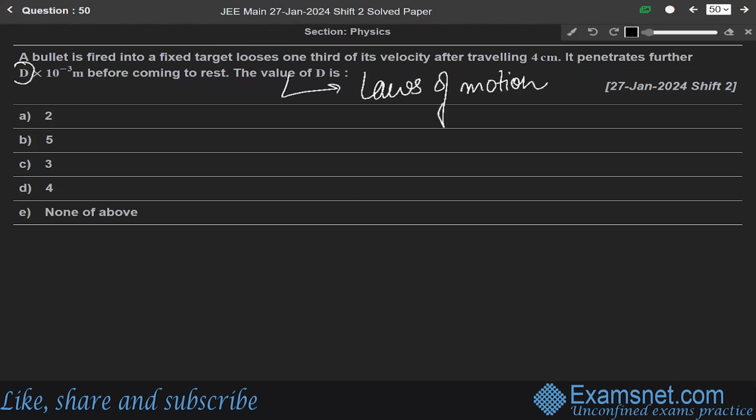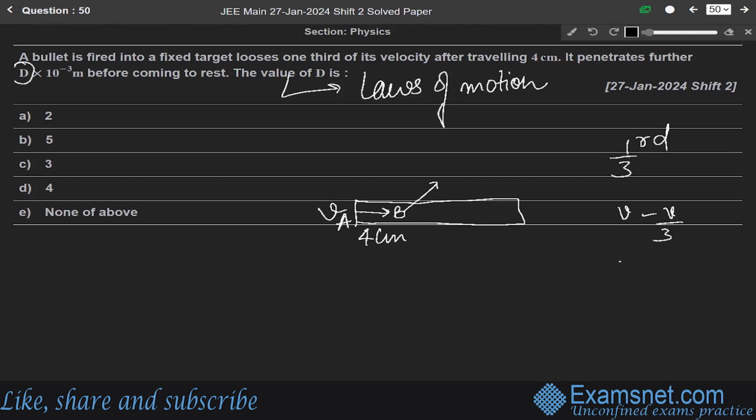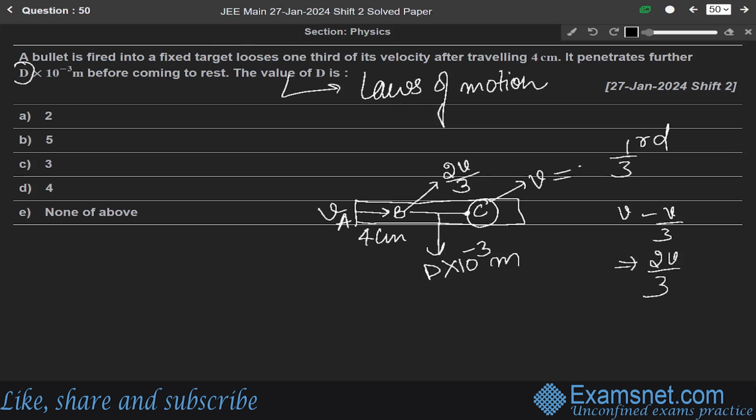According to this question, let us say there is a fixed target and a bullet is fired from here. Let us say it starts with a velocity of v. After traveling a distance of 4 centimeter, it loses one third of its velocity. Let us say this is point A, this is point B. At point B, its velocity will be v minus v by 3, equals 2v by 3. It then penetrates further d into 10 to the power minus 3 meter, to point C. At point C, it comes to rest, which means its velocity is 0.